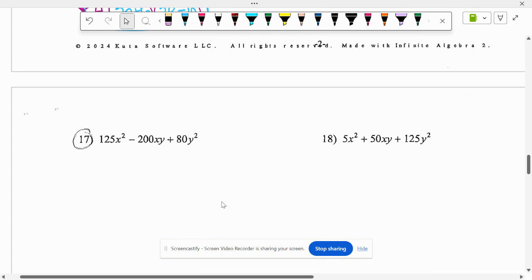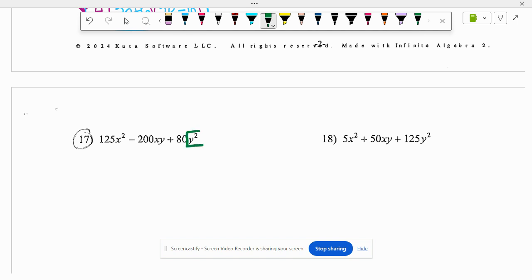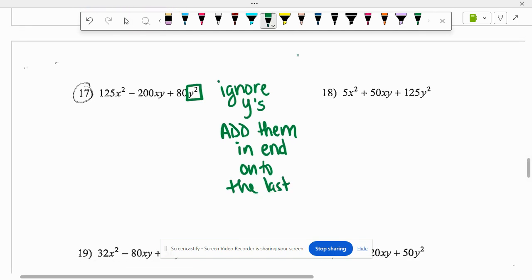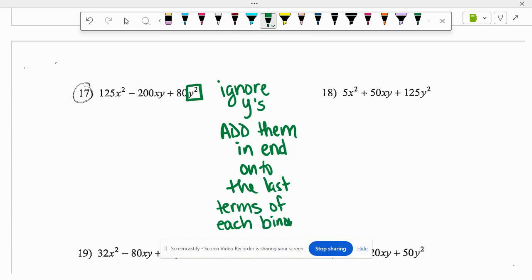Number 17, I am going to do with you. So the first thing I want you to notice is that you have a y squared at the end. So I'm just going to ask you to ignore the y's, and we are going to add them in the end unto the last terms of each binomial. Sometimes it just gets to be too much. So we're just going to ignore those.